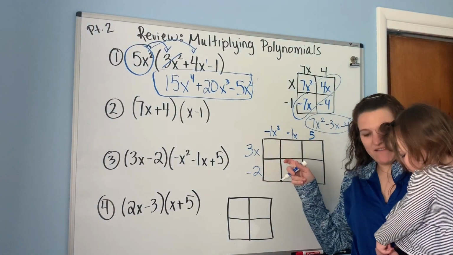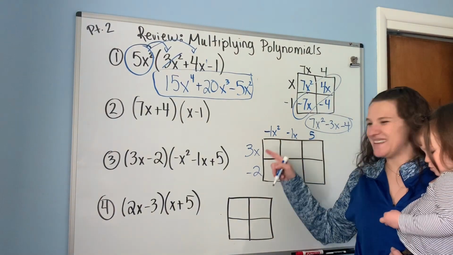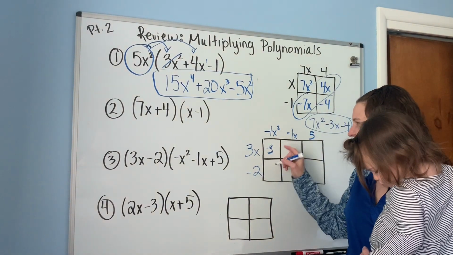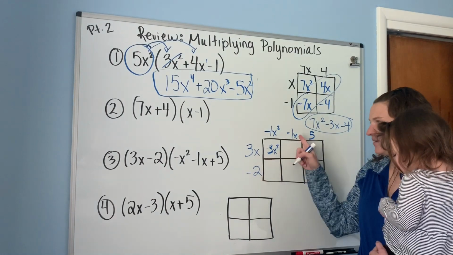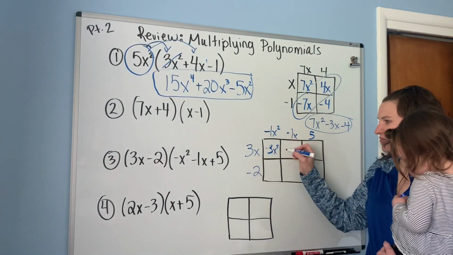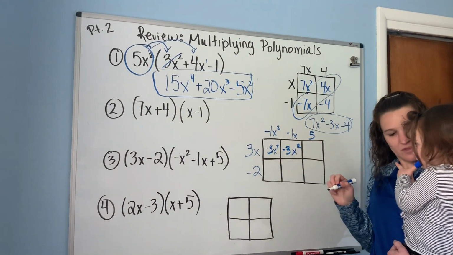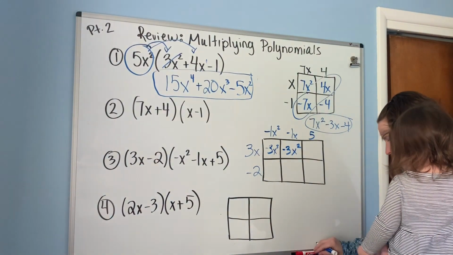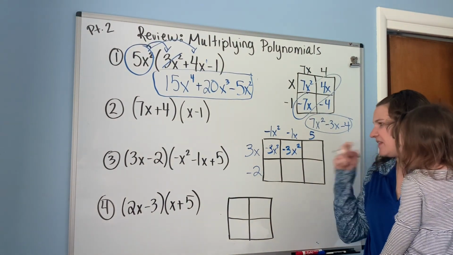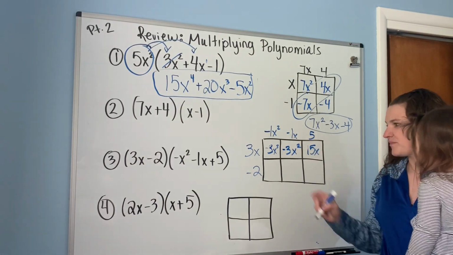We'll start with this guy right here. Negative 1 times 3 gives me negative 3. X squared times x gives me x to the 3rd. Then we have 3 times negative 1, which will give me negative 3. X times x is x squared. Don't eat it. Good girl. I'll put it down. All right. And then we have 3x times 5 is 15x.